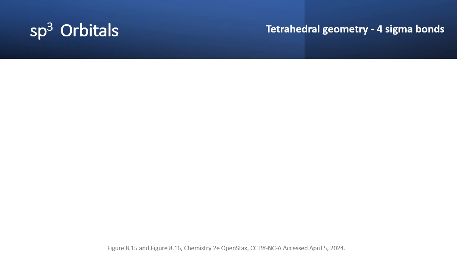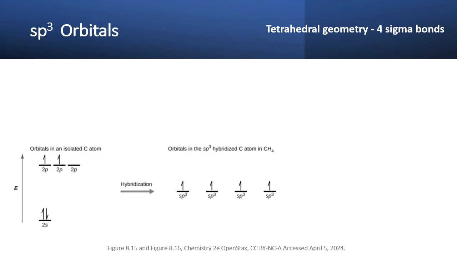Our electron diagrams show that when it's hybridized, all 4 have the same energy, and it's between the energy of the s and p orbitals that they came from. And again, we have 1 electron in each orbital.